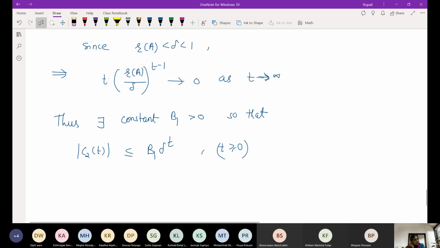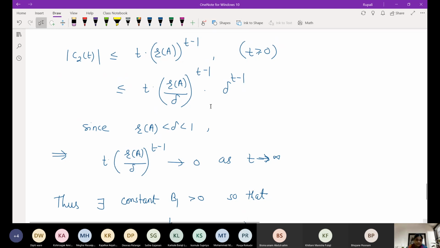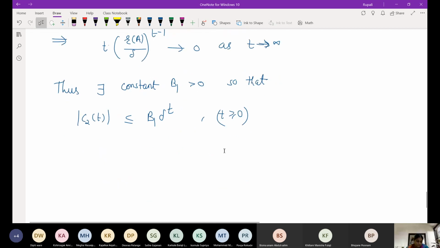Every convergent sequence is bounded. So I will get t times R of A by delta raised to t minus 1, which I can write as less than or equal to some b1. And since I am writing less than or equal to delta raised to t minus 1, I can replace it by delta raised to t.